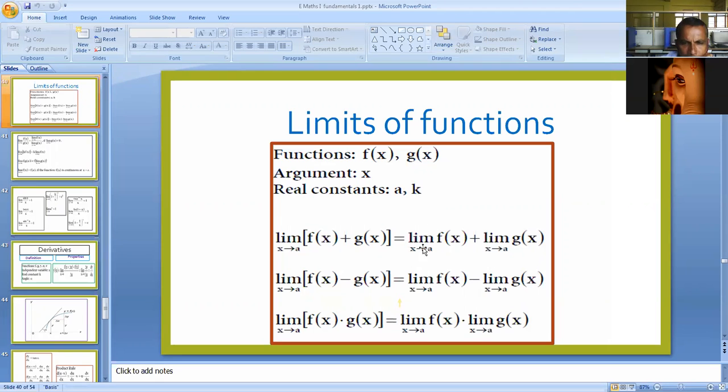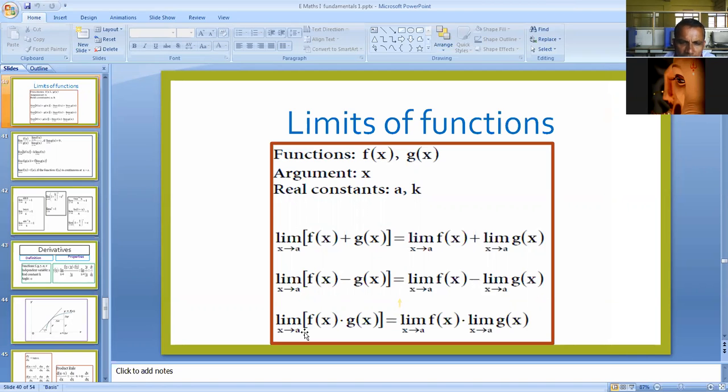Okay. Now, what is next? The limit of f of x minus g of x as x tends to a is the limit of f of x as x tends to a minus the limit of g of x as x tends to a. It means that the limit of a subtraction is nothing but the subtraction of their limits.